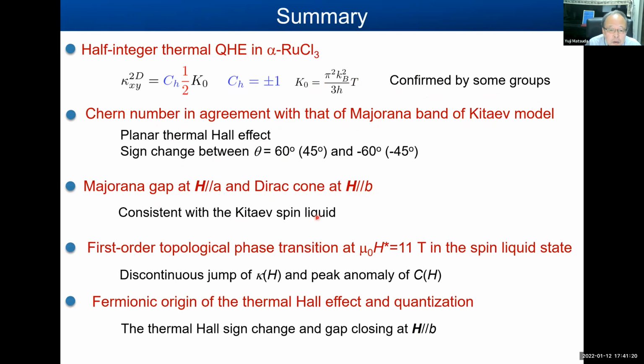We observe the discontinuous jump of the thermal conductivity and the peak anomaly of the specific heat. This indicates the first order topological phase transition at 11 Tesla in the spin liquid state. But finally, the thermal Hall sign change occurs at the magnetic field parallel to the B axis, and at the same time, the gap closing occurs at the magnetic field parallel to the B axis. This independent experiment indicates the thermal Hall effect is fermionic in origin, and condensation should occur. Okay, thank you very much.